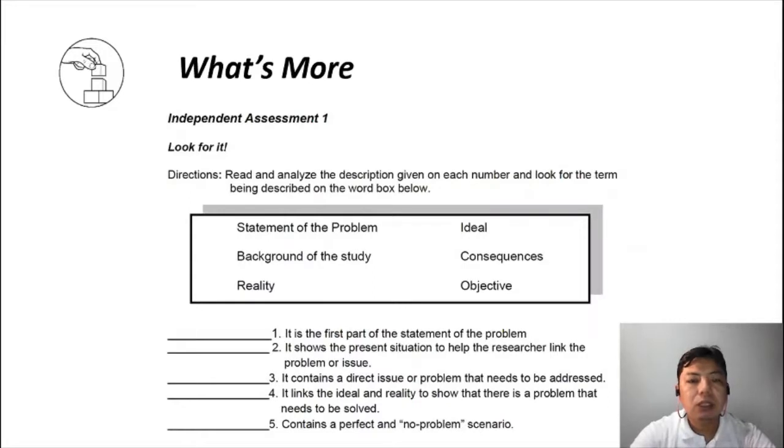Now, for the second activity, the direction is read and analyze the description given on each number and look for the term being described on the word below. So this is basically your identification. So you're going to be identifying what is being asked by the questions. The good thing about this is meron kayong pagpipilian dun sa taas, dun sa may box natin. So piliin nyo lang kung ano yung dinidescribe ng question.